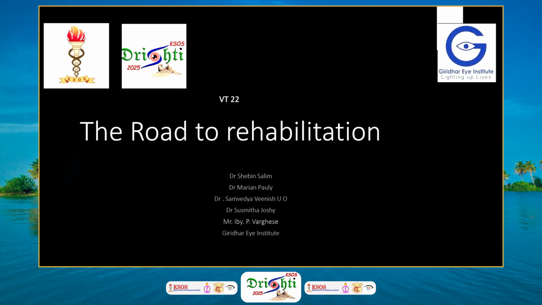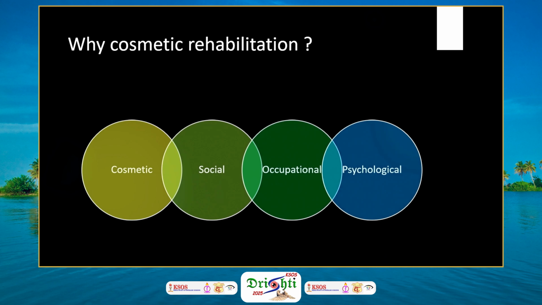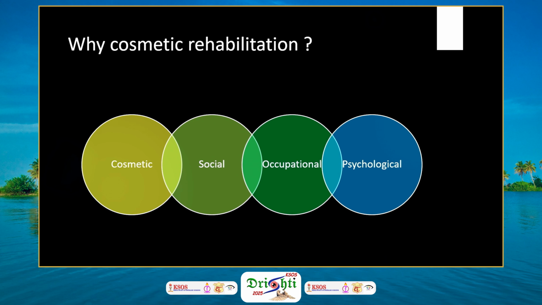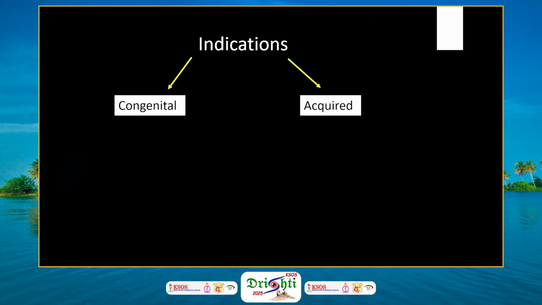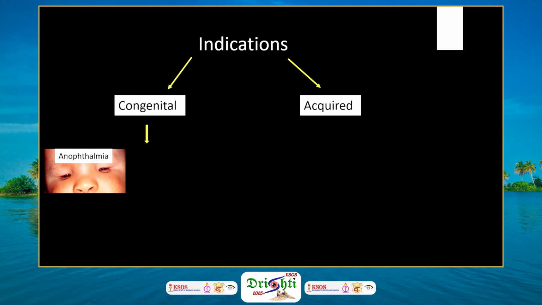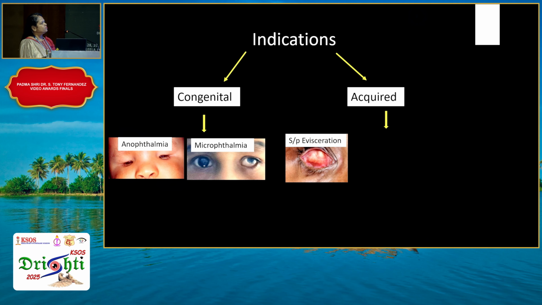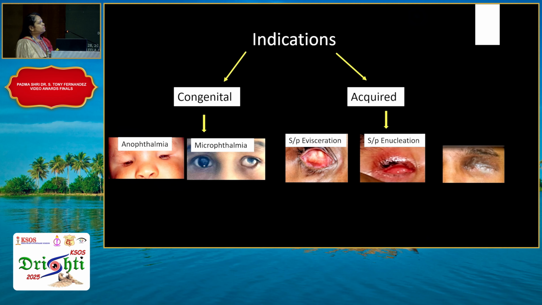The road to rehabilitation. Rehabilitation of a not-seeing disfigured eye with a visually appealing prosthetic eye is not just a cosmetic solution, but a key factor for successful social, occupational, and psychological well-being. Need for cosmetic rehabilitation can be either congenital or acquired. Congenital causes include anophthalmos and microphthalmos. Acquired causes may include status post evisceration, enucleation, or exenteration.